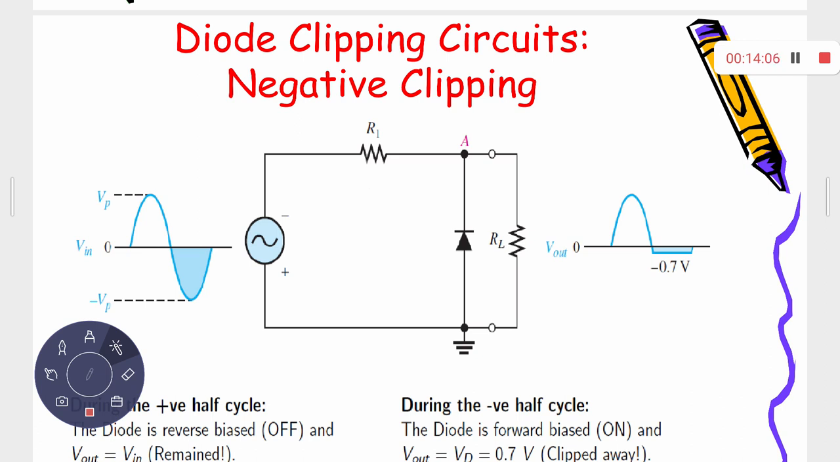Okay? And then when the potential at point A, because here this is your reference point, the ground point. So whenever this potential is equal to minus 0.7, right? When this potential at point A is equal to minus 0.7, then what is the status of the diode? Here you see that the anode potential is kept at 0 volt. And when the cathode potential is equal to minus 0.7, then the diode will be on.